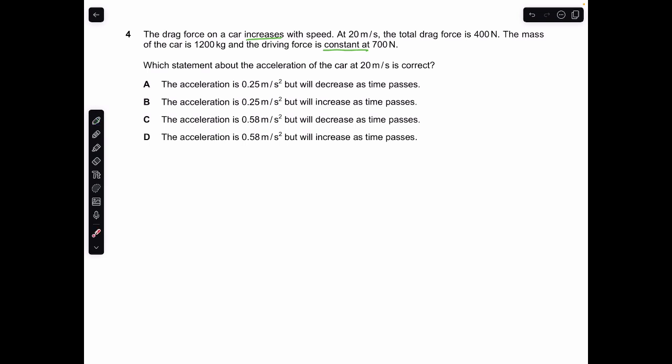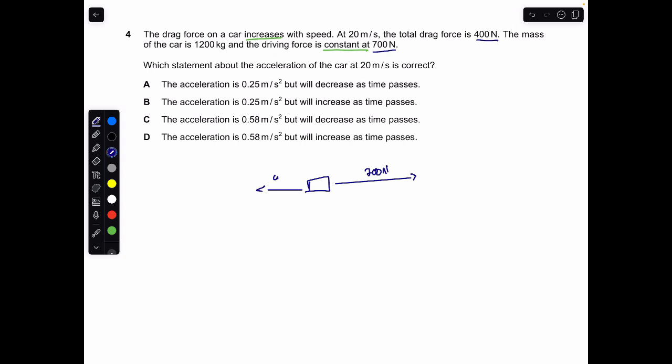So the first thing you need to notice is that at 20 meters per second, the drag force is 400 newtons, and the driving force, because it's constant, no matter what the speed, is always going to equal 700 newtons. Say this is your car. The driving force is 700 newtons. The drag force, which is going to be backwards, is 400 newtons.